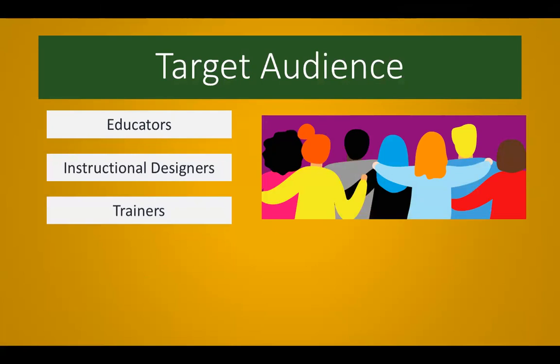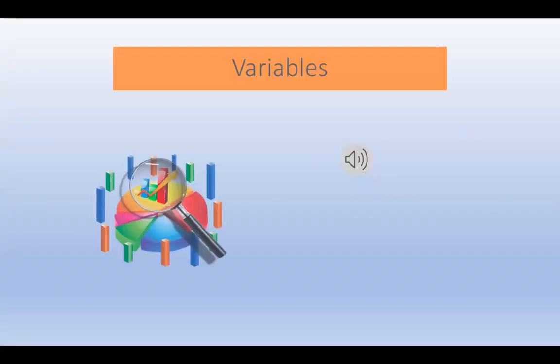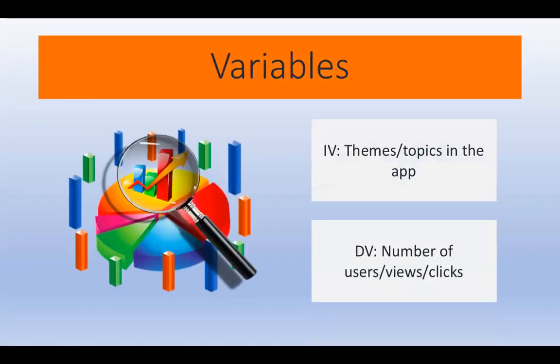Our target audience are educators and instructional designers. They are also our primary users. Since this is a hub for EdTech tools, we want to know how our target audience are using our app. Our independent variable will be themes and topics for EdTech Buddy. We currently have 4 categories, and we will change the number of themes and topics to see how it affects the volume of users, views, and clicks, which are our dependent variables.